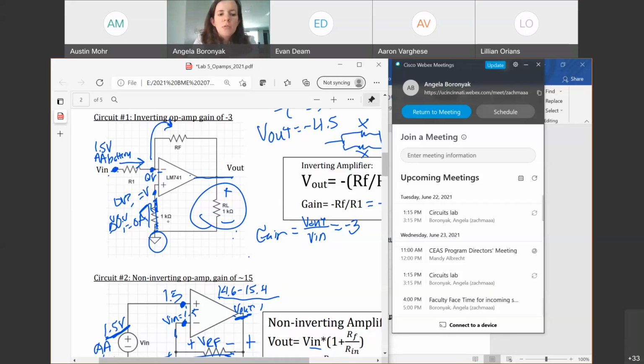So R1, the voltage drop over R1 goes from what voltage to what voltage? I say from here to here. From Vn to 0, right? And our Vn is 1.5 volts. RF goes from 0 volts to V out, okay?